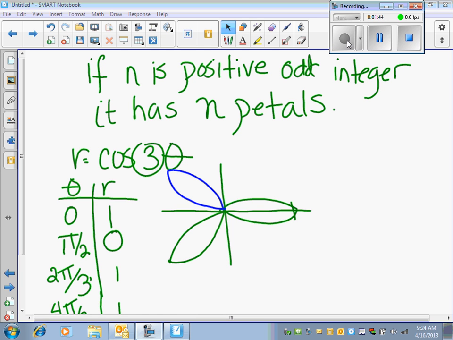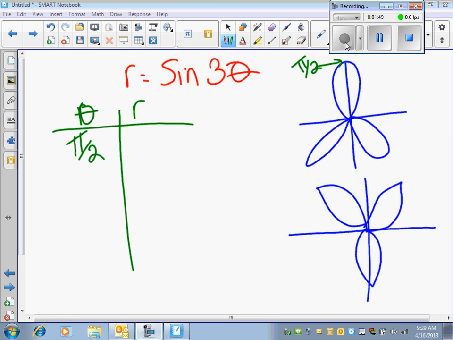The next one we're going to do is R equals sine of 3 theta. All right, so we have R equals sine of 3 theta. We know it's 3 petals. Here are options for 3 petals. We have this first one and we have the second one. We just need to figure out which one is the correct graph, because we just did a model. We just did a sketch.